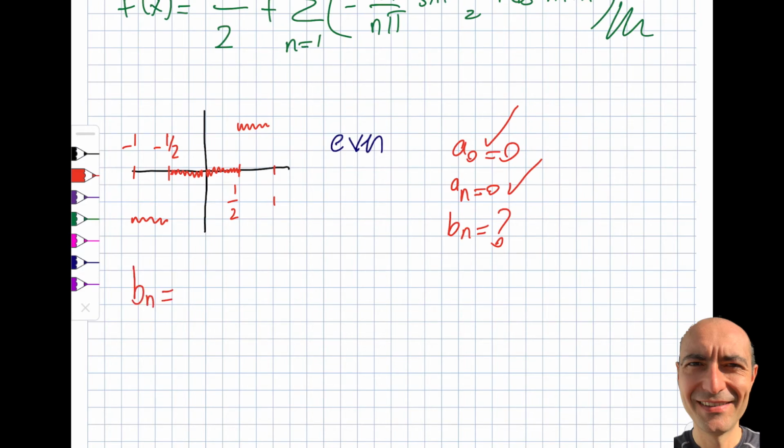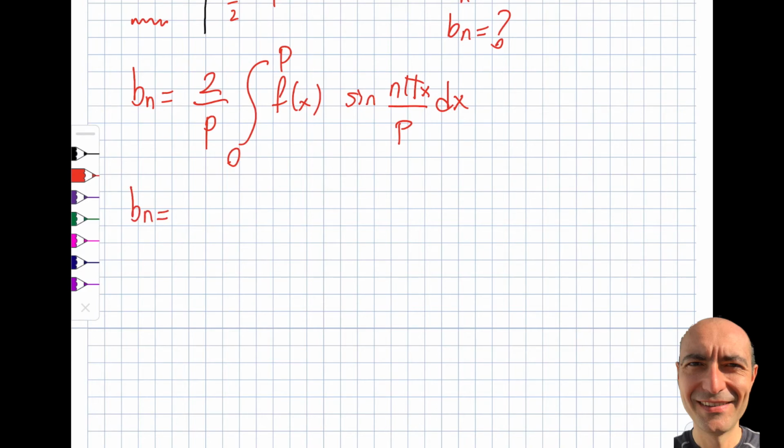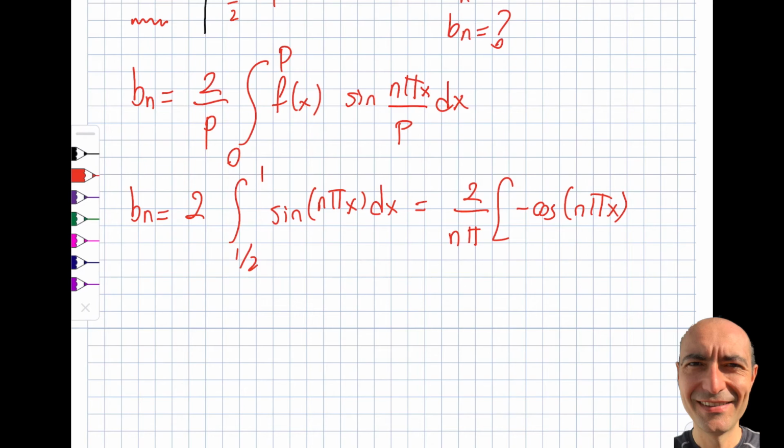Let's write it. Bn will be 2 by p integral of f of x from 0 to p, let's not forget that, sine n pi x by p dx. The process is very similar to the previous, right? So bn will be equal to, p is 1, I'm not gonna repeat again, the integral from 1/2 to 1. f of x is 1, so it will be sine n pi x dx. P is 1. So I get myself 2 by n pi, and I should have a negative sign, negative cosine of n pi x, right? And I have to evaluate this from 1/2 to 1.